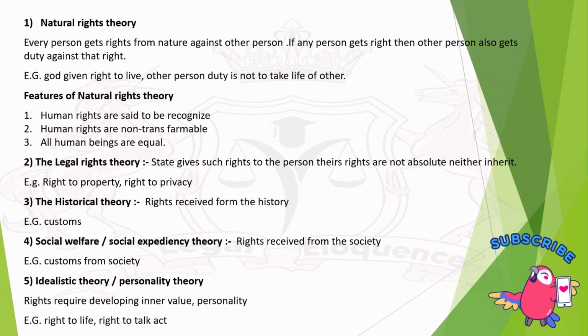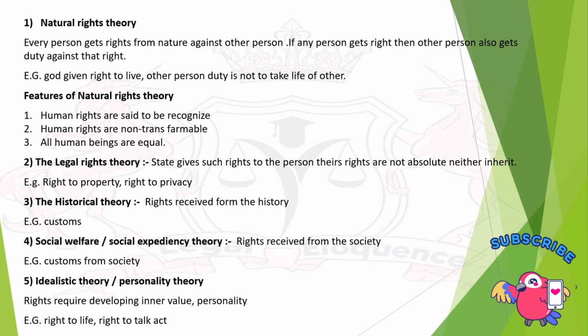Natural rights theory. Every person gets rights from nature against other persons. If any person gets rights, then the other person also gets a duty against that right. Example, God-given right to live, the other person's duty is not to take the life of others. Features of natural rights theory: human rights are said to be recognized, human rights are non-transferable, all human beings are equal.